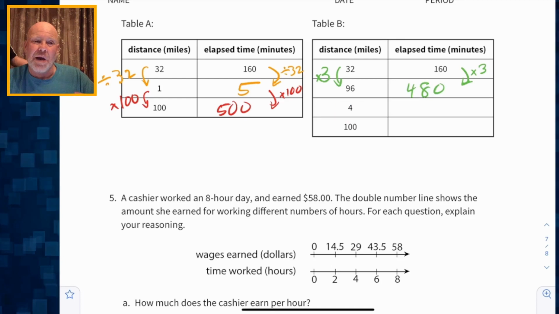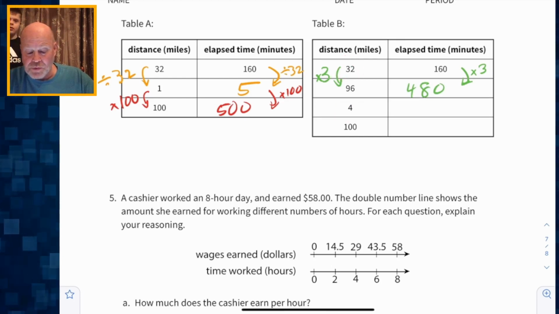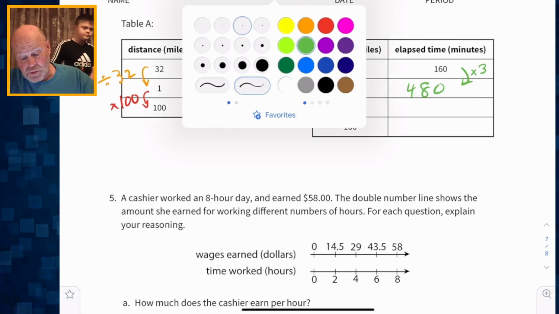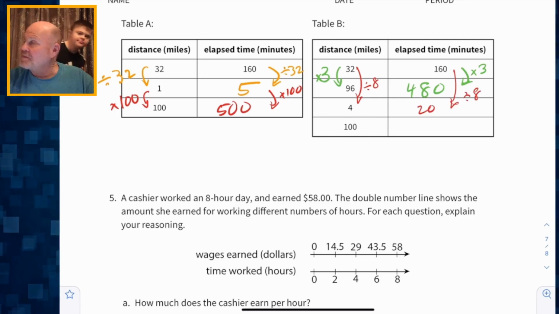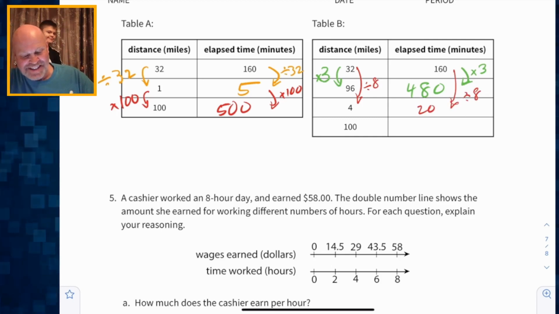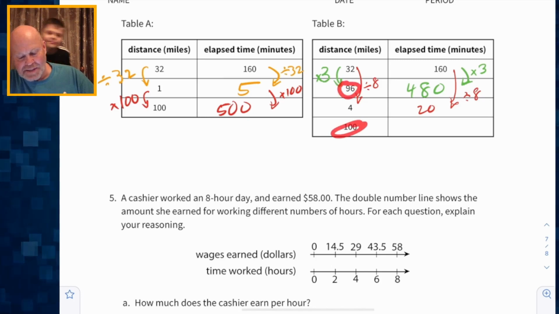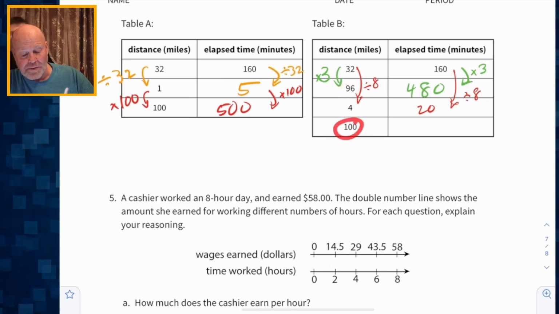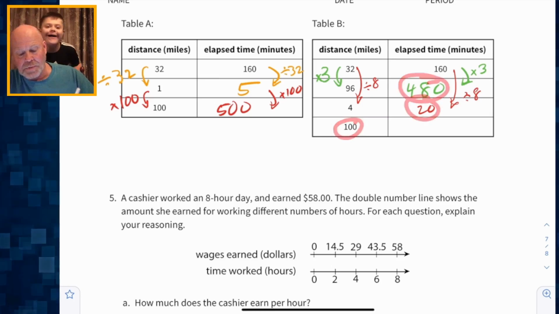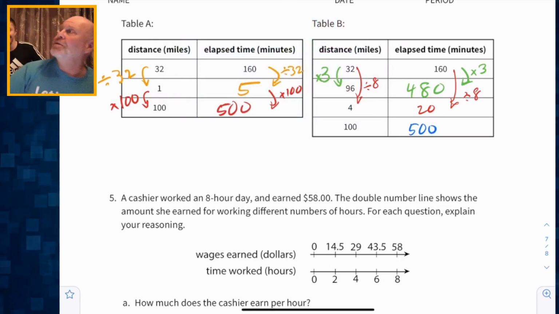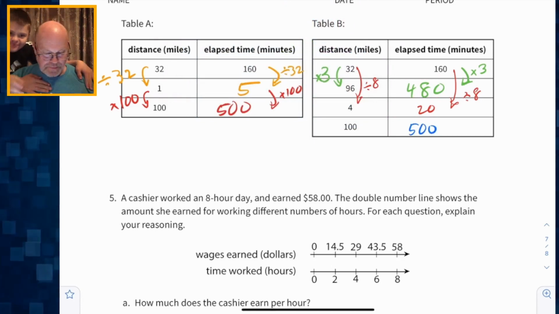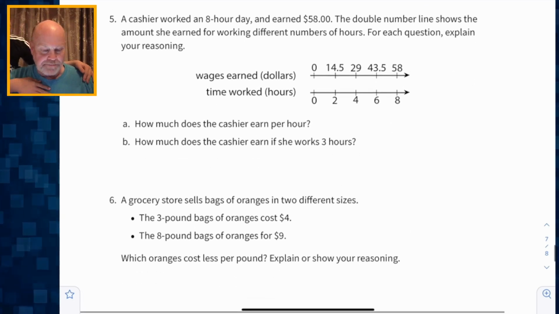Now, where does that 4 miles come from? That's 32. I see a relationship. We could do 32 divided by 8 gives us 4. That means 160 divided by 8 gives us 20. And then, what's 100? Well, 100 is 96 miles plus 4 miles. So 480 plus 20 gives us 500. Yeah. All right, and then we're almost done.